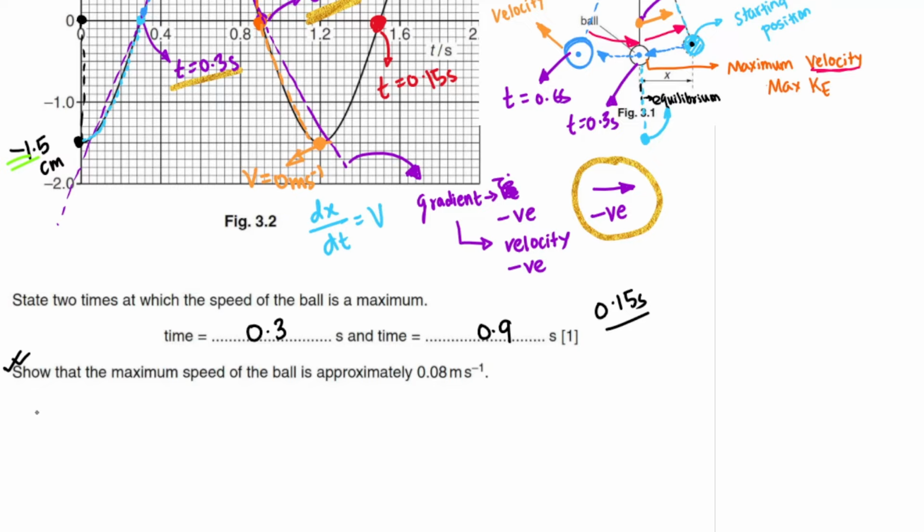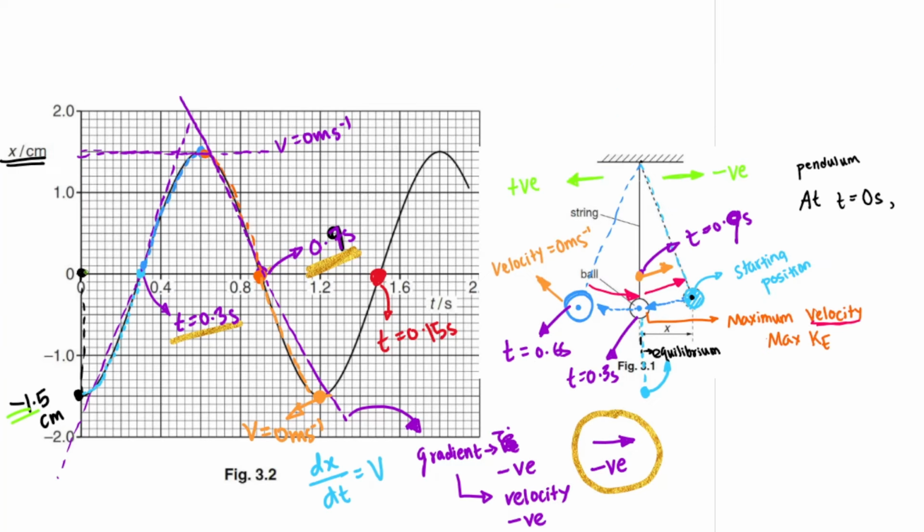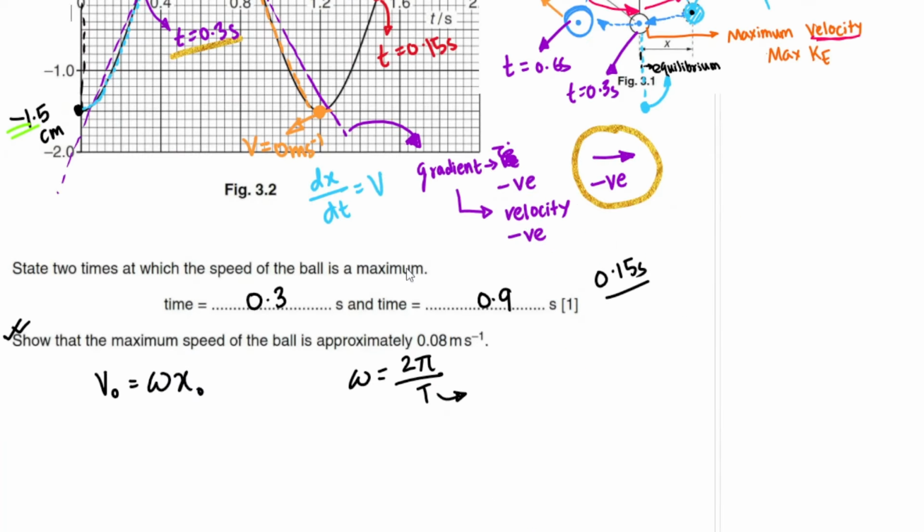So we know that the maximum velocity, v naught, is equal to omega x naught, where x naught is the maximum displacement. We don't know what omega is, but we know that omega is equal to 2 pi by T. So now we need to find T. On the graph, we can clearly see that T is 1.2 seconds. So T is equal to 1.2 seconds.